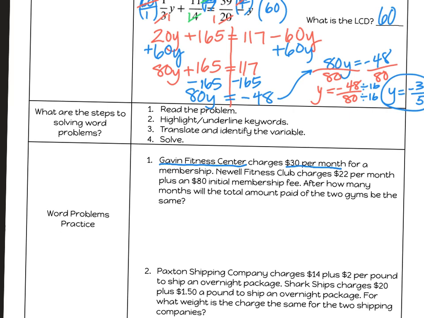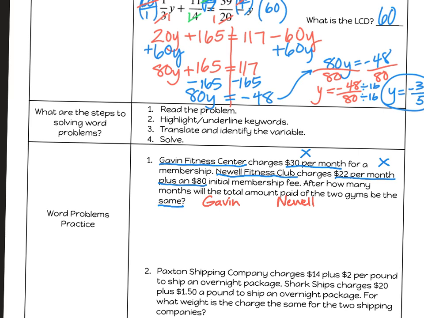Per means to multiply, okay? Newell Fitness Club charges $22 per month. That's multiplication. But they also charge plus an $80 initial fee. So that's only going to be once. And then I want to know when the gyms are going to be the same price. So that means I'm going to have an equal sign somewhere. So on the left-hand side is going to be Gavin, and on the right-hand side is going to be Newell.